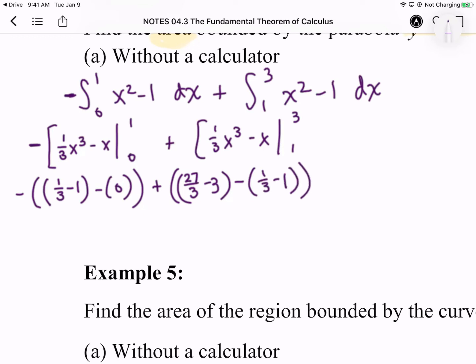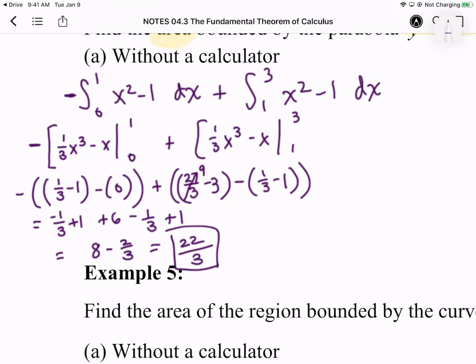I'll distribute all my negative signs. This is negative 1/3 plus 1. Over here, 27/3 is just 9. So this is plus 6 minus 1/3 plus 1. So combining like terms, I get 8 minus 2/3, which if I combine those together, I get 22/3. Woohoo!